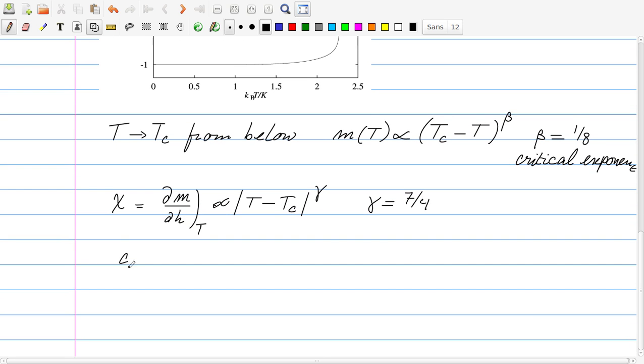Then we have the specific heat at a constant magnetic field, CH. It also depends on the temperature, and that behaves like T minus Tc to the power alpha, where alpha is 0, which means that we have a logarithmic singularity. The logarithm has a divergence which is weaker than any finite power.